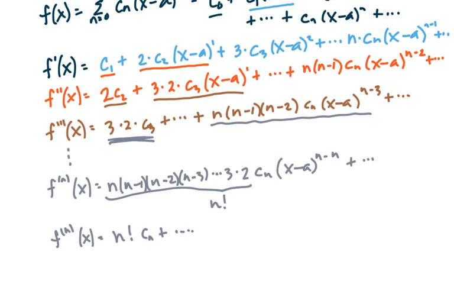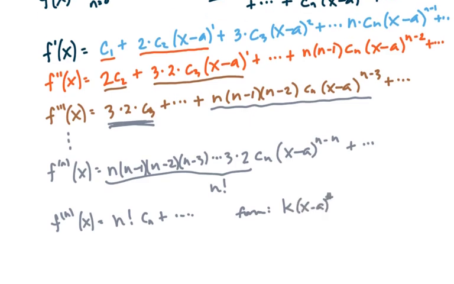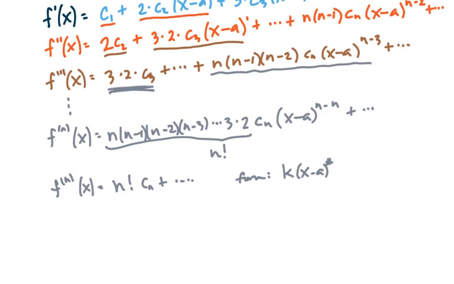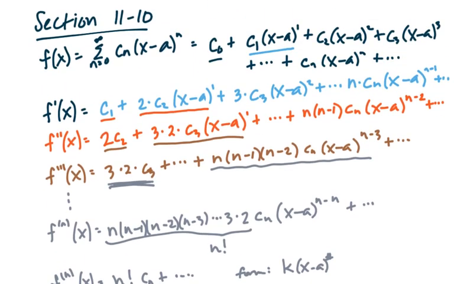Now remember, the other terms all have the form of some constant k times (x minus a) to some power out here. So keep that in mind, because what we're going to do is look at what happens if we let x equal a. Let's go back up here. Remember, our center is a, centered at a.